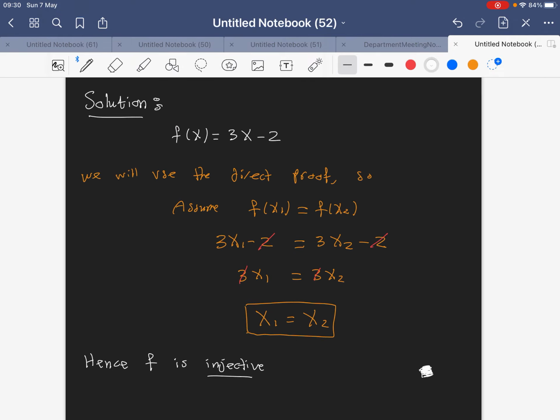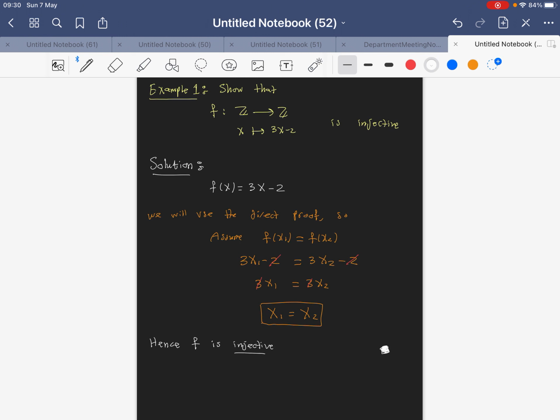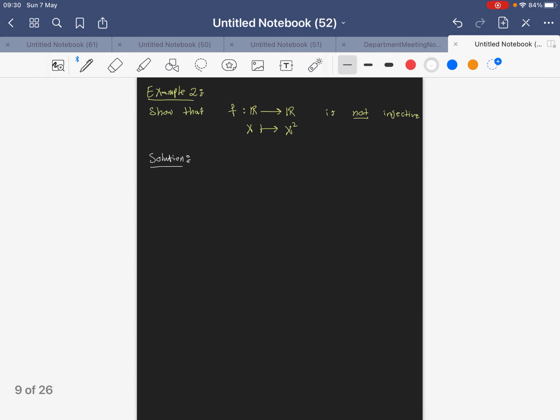So we finished the first example here. All we need to do is use the direct proof. We have to show that if f of x1 equals f of x2, then, doing the algebraic manipulation, cancelling here and there, we get where we want to get. Let me move to example number 2.